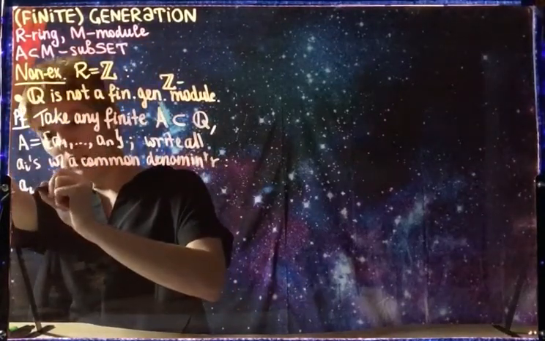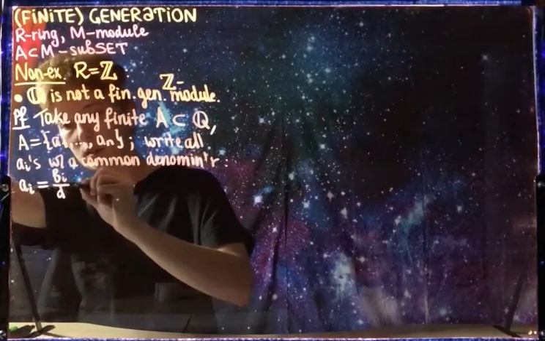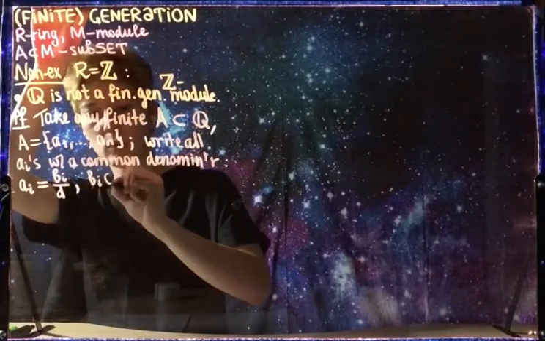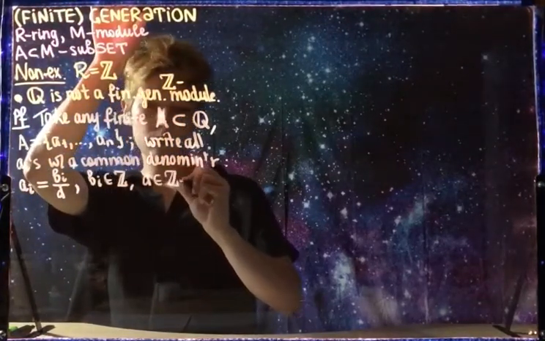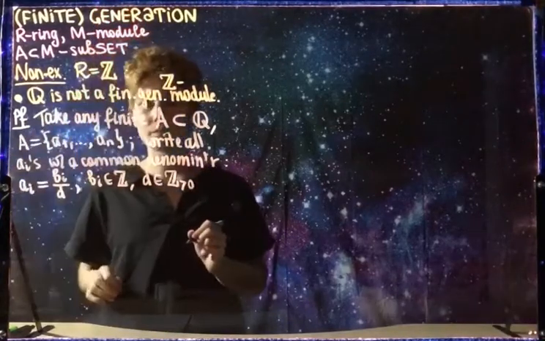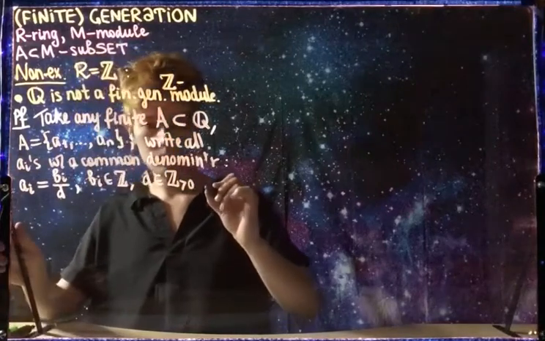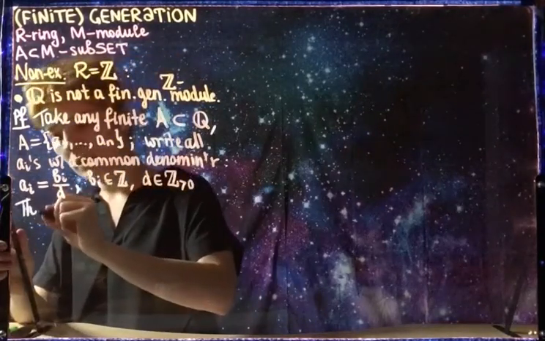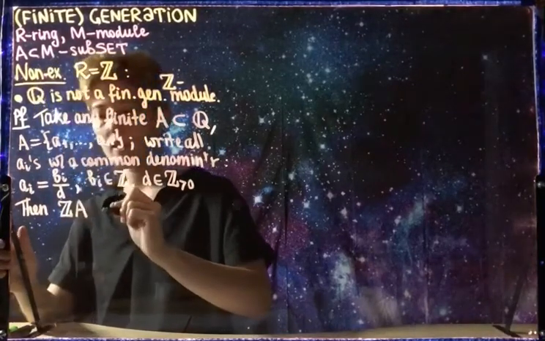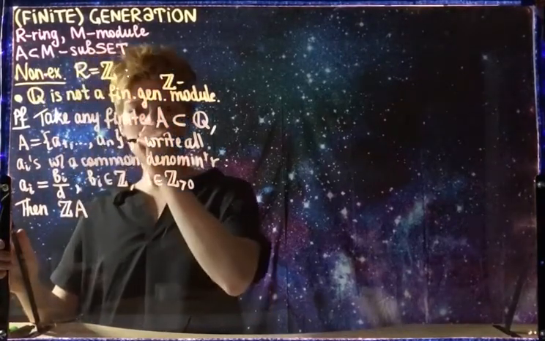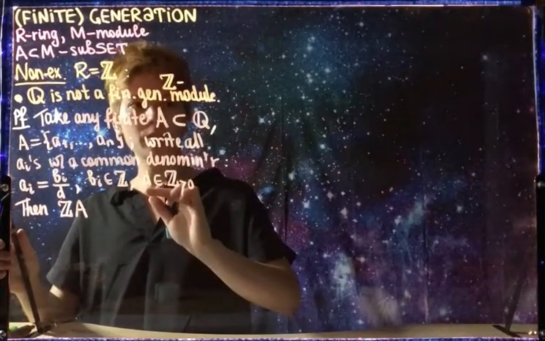so that a_i is equal to some b_i over d, where b_i is an integer and d is a positive integer. But then the Z submodule generated by A will only consist of these rational numbers whose denominator divides d.